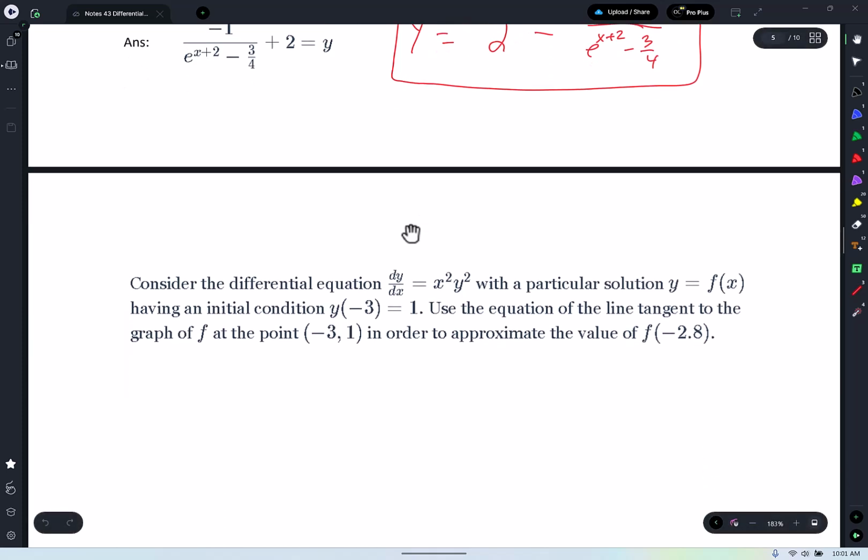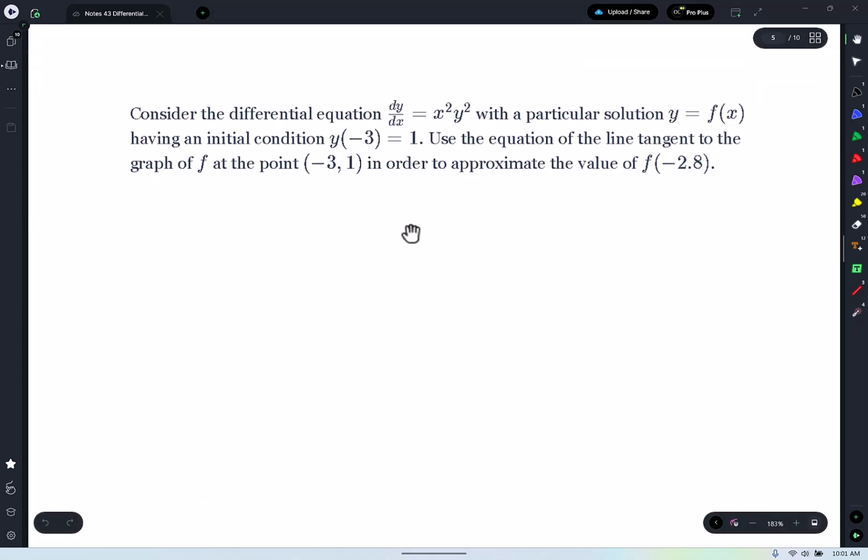So here it is, guys, round 2. I'm going to start while some of you are looking for it. It says, consider the differential equation dy/dx equals x squared y squared with a particular solution having an initial condition y of negative 3 equals 1. So here's my initial condition. I'm going to write it over here on the side, negative 3 comma 1. Use the equation of the line tangent to the graph of f at the point negative 3, 1 in order to approximate the value of f of negative 2.8. So this is a lot like linearization, guys.